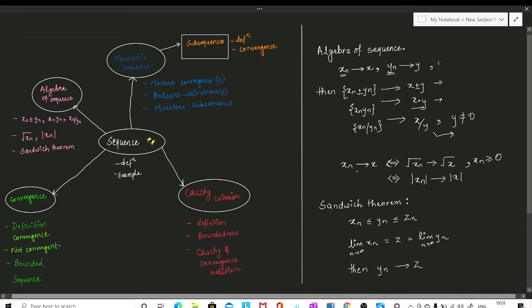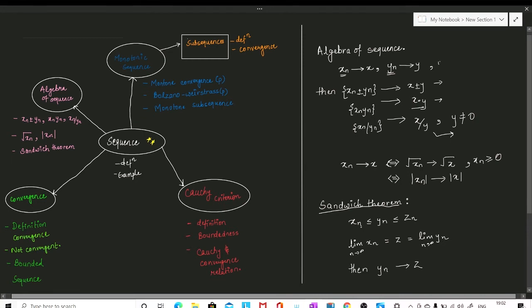If xn is a convergent sequence converging to x, does that imply that root xn will converge to root x? And similarly, would the converse be true? You need to check that and figure that out. Similarly, we do a similar analysis for root xn. So you need to check whether these two hold or not. Then we study something called the sandwich theorem. So what is the sandwich theorem?